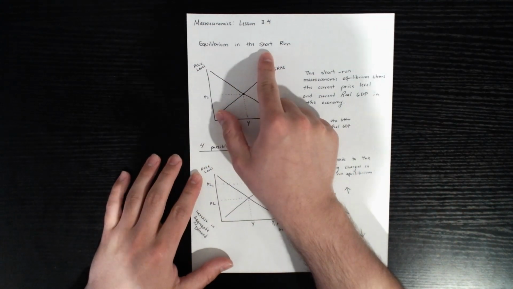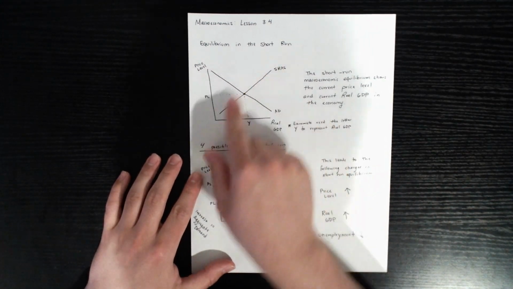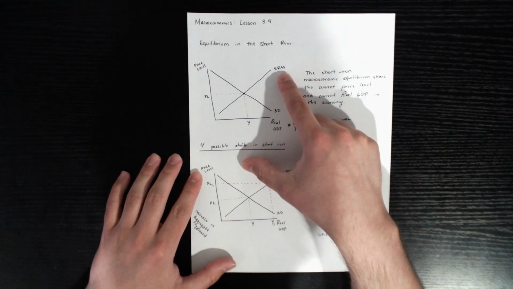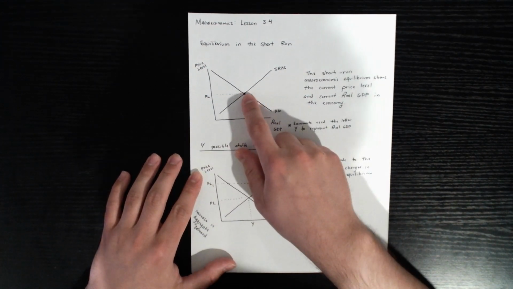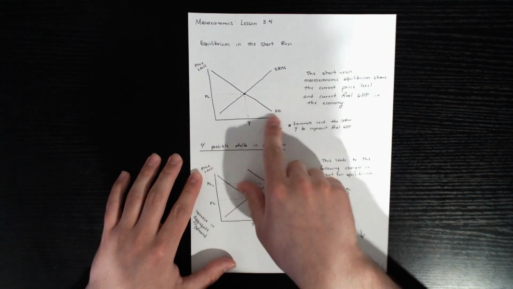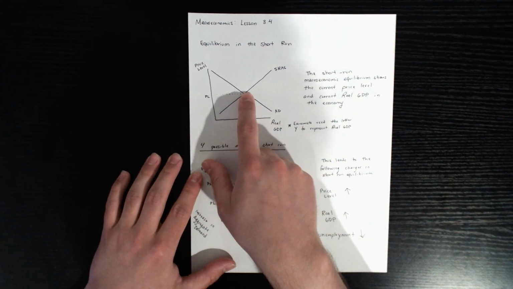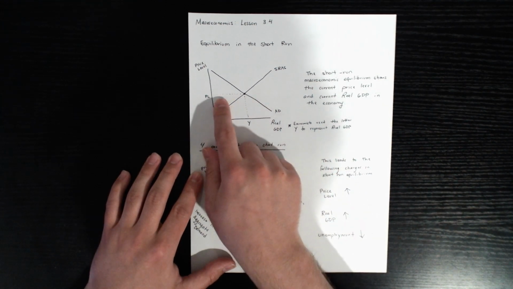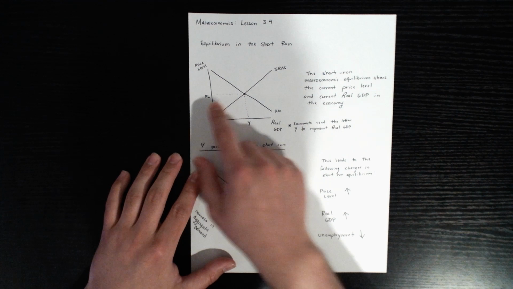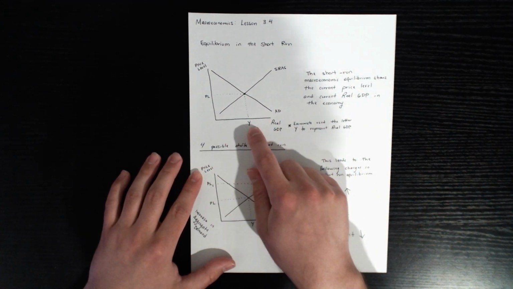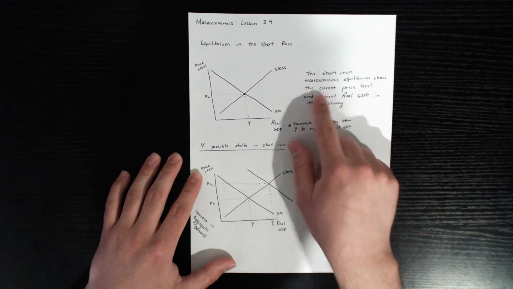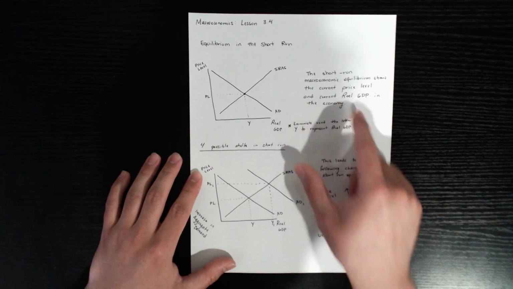First, we're going to look at equilibrium in the short run. So here we have the aggregate demand curve and the short run aggregate supply curve. And the place where the short run aggregate supply curve and the aggregate demand curve meet right here tells us the current price level of the economy and the current real GDP. So the short run macroeconomic equilibrium shows the current price level, current real GDP.